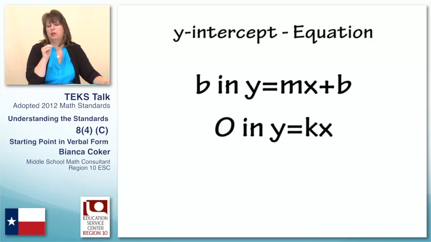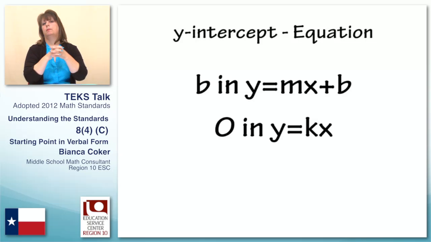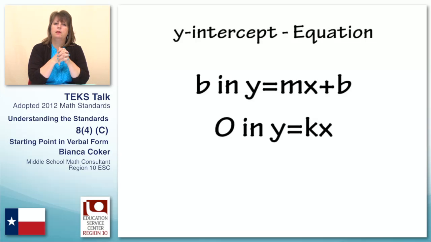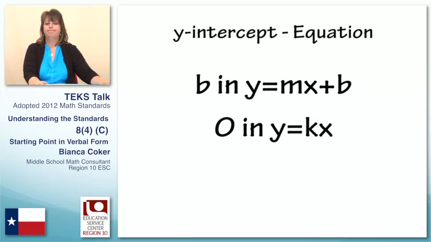It's also 0 in our proportional equations. When we have y = kx, there is no plus a constant term, because that constant term is 0. And this is where we get the idea that proportional functions are linear functions that pass through the origin, because the y-intercept is 0. Both in the graph, in the table, and in the equation, we have plus nothing or plus 0, so our b is 0.